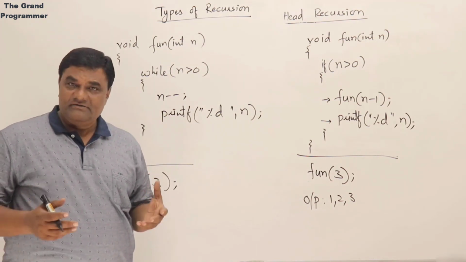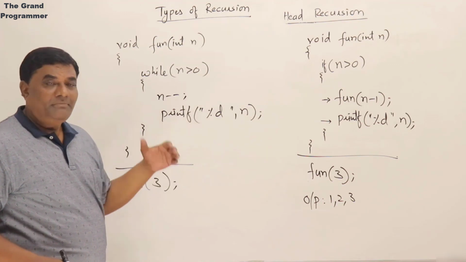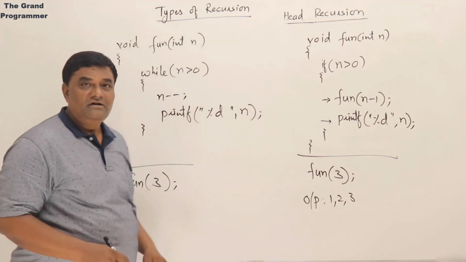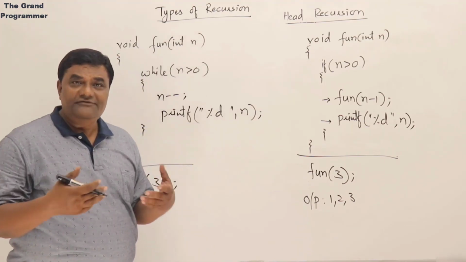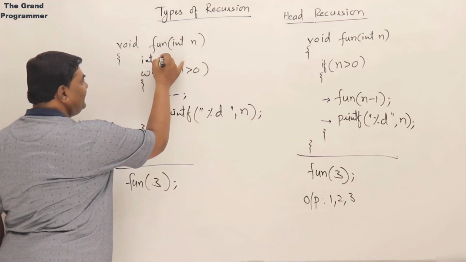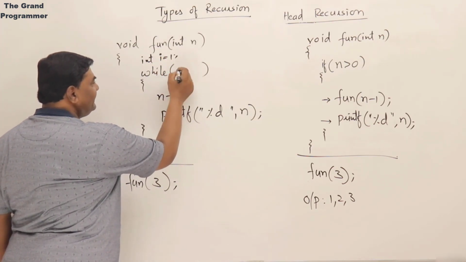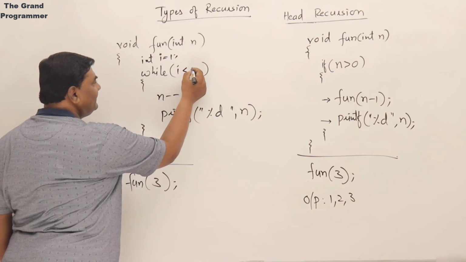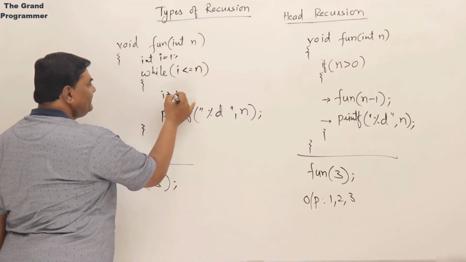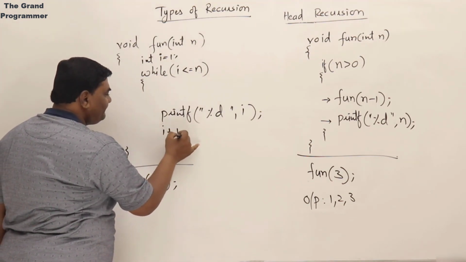We can write some function which prints 1, 2, 3 using a loop, but looking at this function, we cannot directly create it. So it means I have to write it in a different way. So let me write it. Suppose I take some variable i, and that is value 1. Then I should say i is less than or equal to n. Then here I should say i plus plus, and I should make this i plus plus after printf.